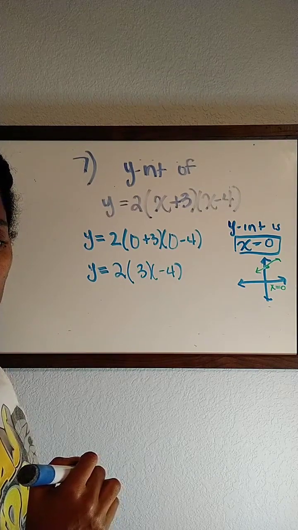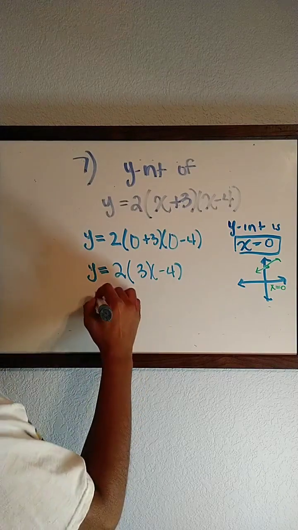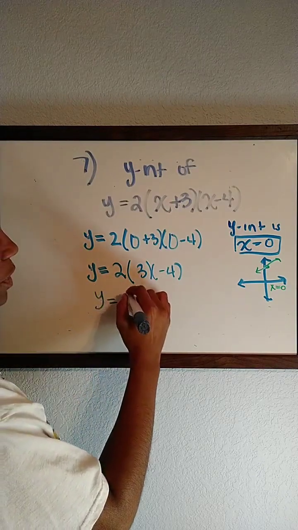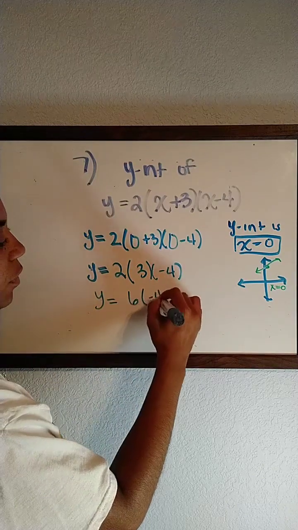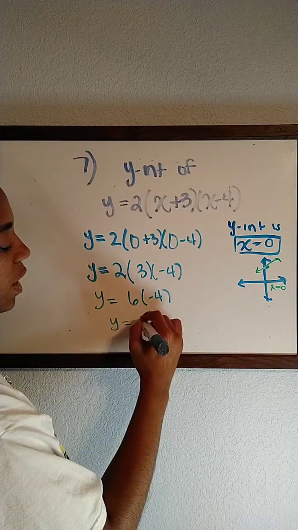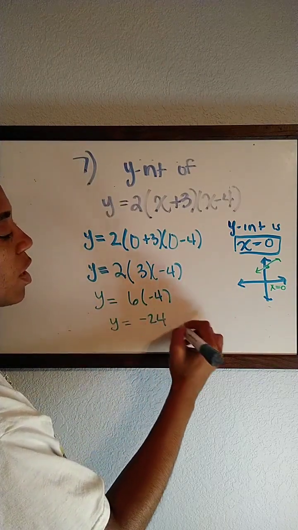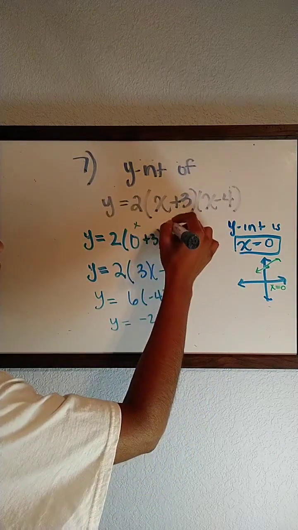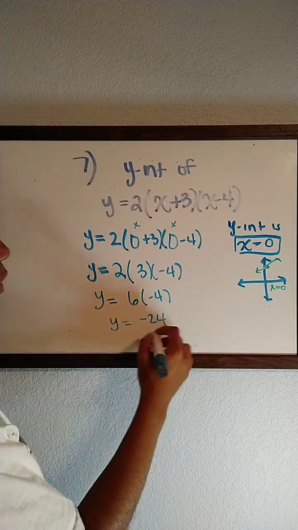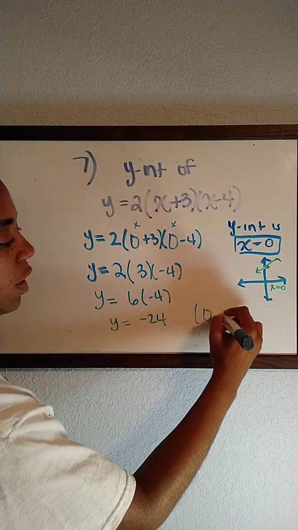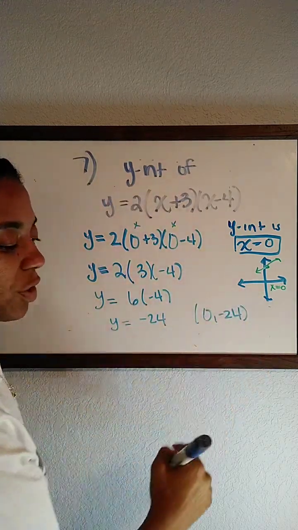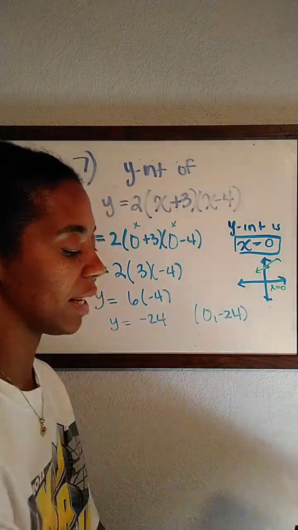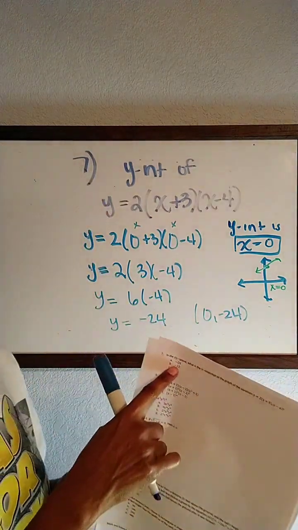Multiply. So I'm going to go in order. 2 times 3 is 6, and then negative 4, and then y is equal to 6 times negative 4, which is negative 24. So whenever x is 0, because remember these were x's at the beginning, y is negative 24, which means that the graph is going to cross the y-axis at negative 24, so that would be answer choice A.